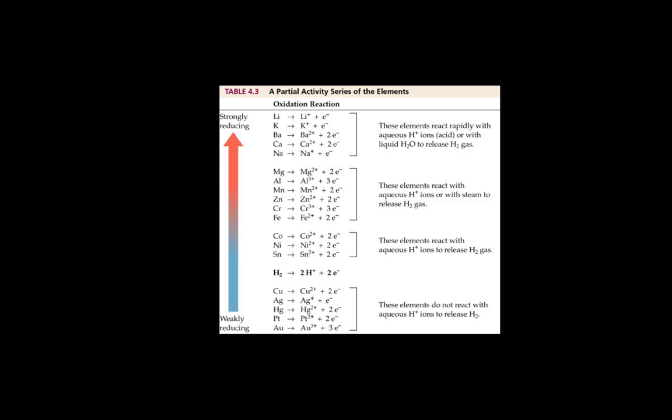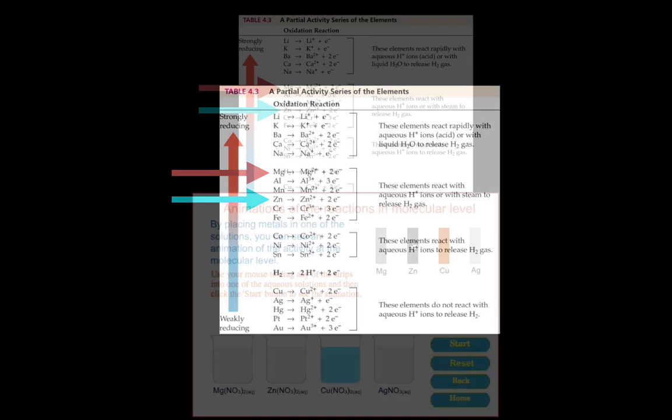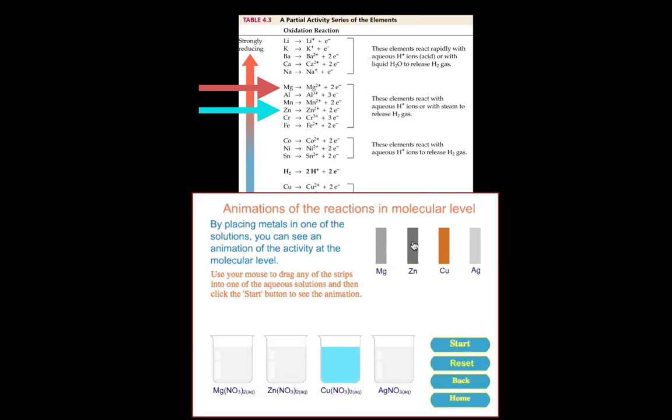So if I choose two elements, which I'm going to, magnesium and zinc, magnesium, just by virtue of being above zinc, is more reactive. So magnesium is more likely to give its electrons away if it's in a neutral state than zinc is. So let's see how this actually plays out in an experiment.